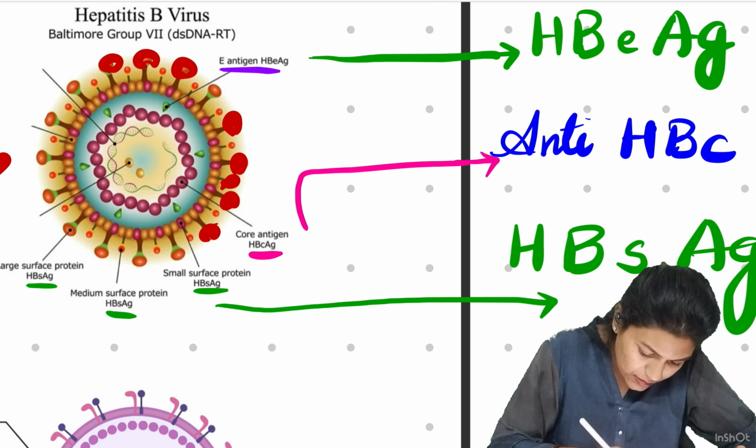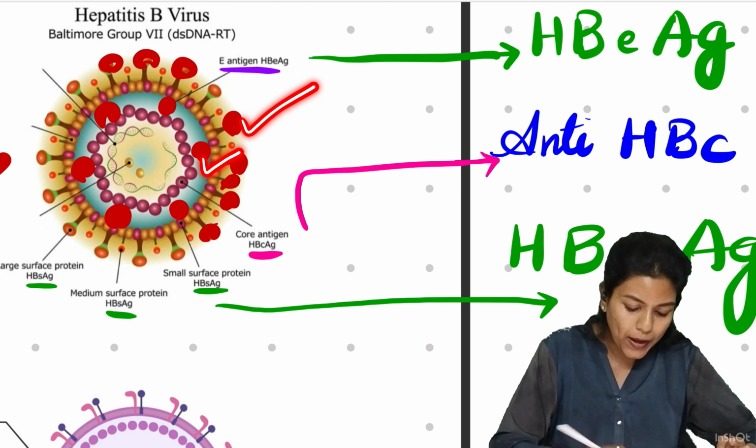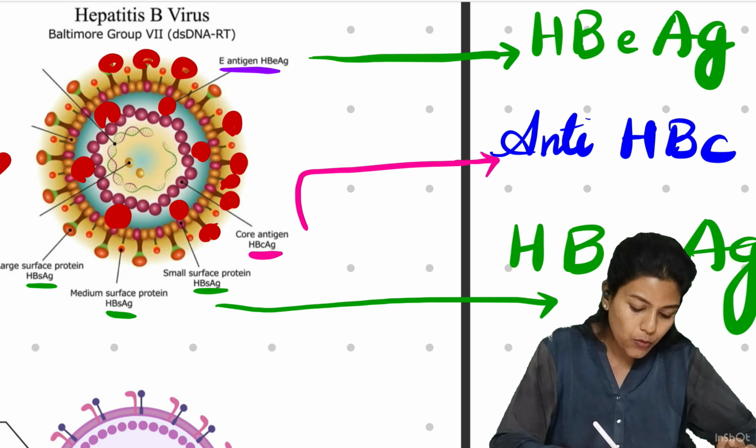And also inside, there is a core antigen. So whenever there's infection with hepatitis B, the surface antigen, the envelope antigen, will be seen in the blood. The core antigen will not be seen in the blood. It is present in the core of the virus. It will not come out into the blood. Only the surface, the envelope, will come out.